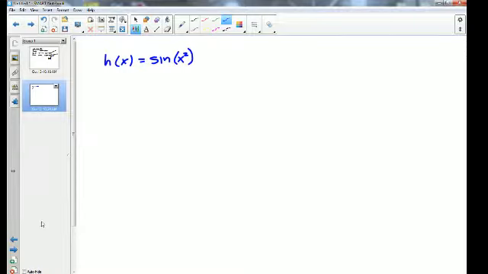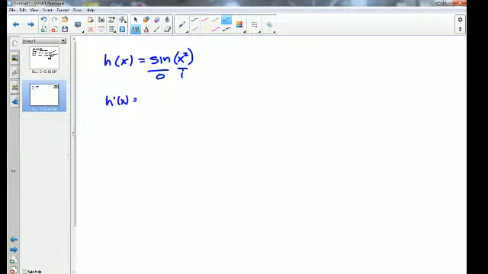That is two functions composed together, correct? Okay, what two functions are we using? Sine x and x squared. Which one is the outside? Sine x is the outside function. And this is the inside. Okay. So, what is h prime of x?